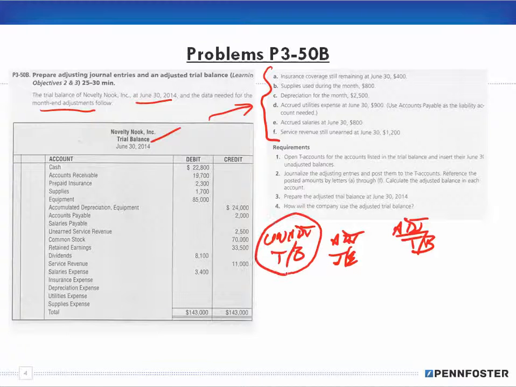So the open T accounts, we're using the T accounts basically in order to see what the balances in the accounts are, and we're able to create this unadjusted trial balance. Then we're going to journalize the entries and post them to the accounts. Okay, that's what we're doing for number 2. And then we're going to create a new adjusted trial balance. So let's get to it.